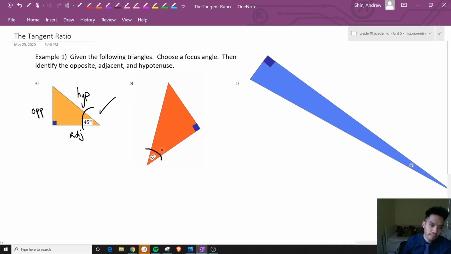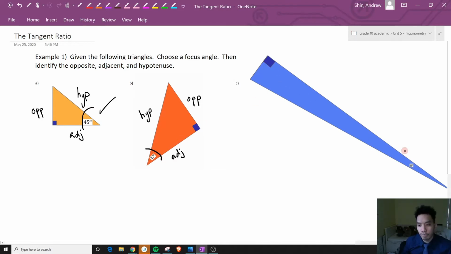I identify my focus angle. Across my focus angle is my opposite. Across from my 90-degree symbol is the hypotenuse, which is the longest side. And the last side will be adjacent, which is still next to the focus angle.